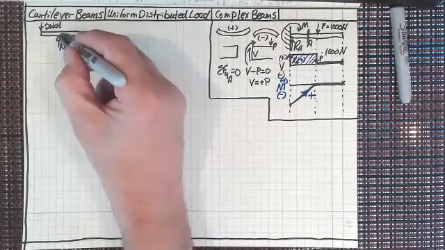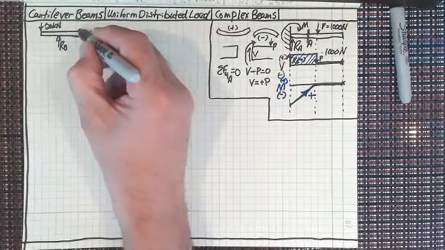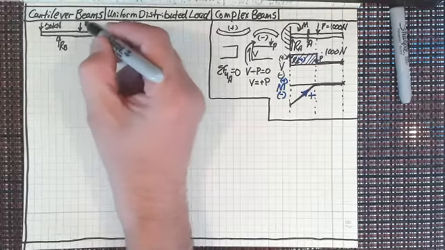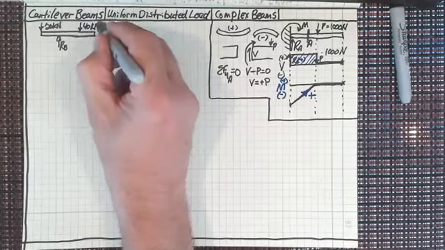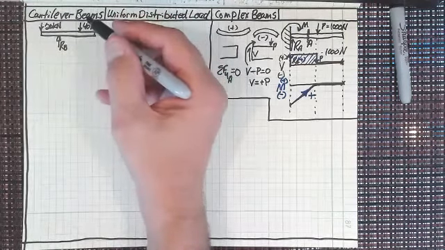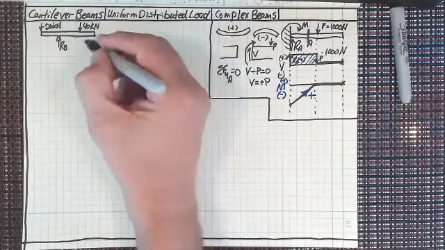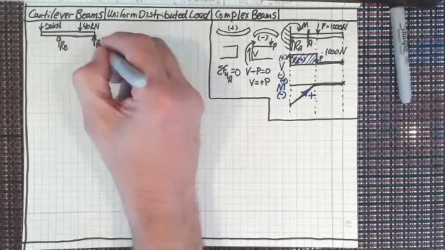And then another 3, so it'd be 1, 2, 3. I'm going to have another force of 40 kilonewtons pushing down. And then at the end, I'm going to have my other support, which I'm going to call R sub D.